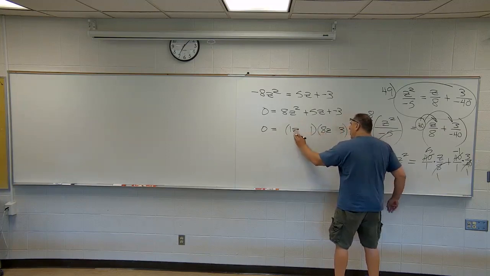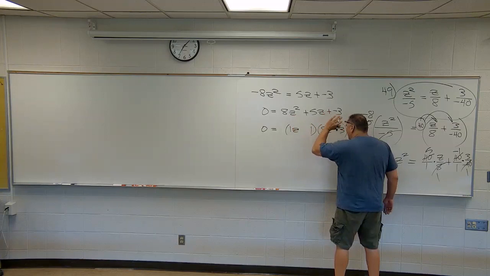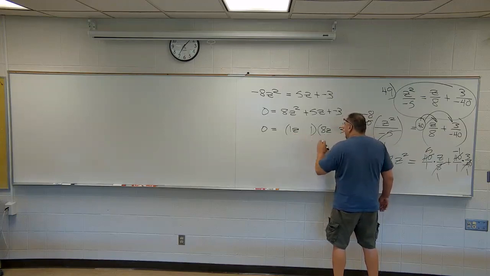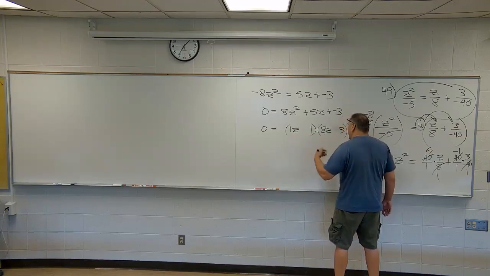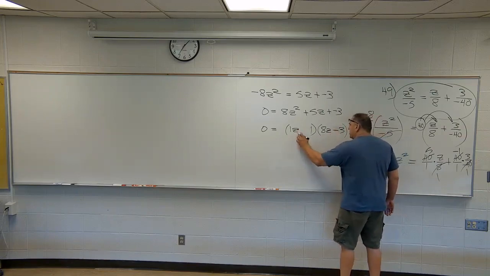1z times 8z is 8z squared. 1 times 3 is 3. Okay, negative 3, don't worry about that. We'll fix it. 1 times 8z is 8z. 3 times 1z is 3z. 3z and 8z is 11z. Yeah, but 8z minus 3z is 5z. That's it. Put a minus right here to get a negative 3z. Here I get a positive 1z.